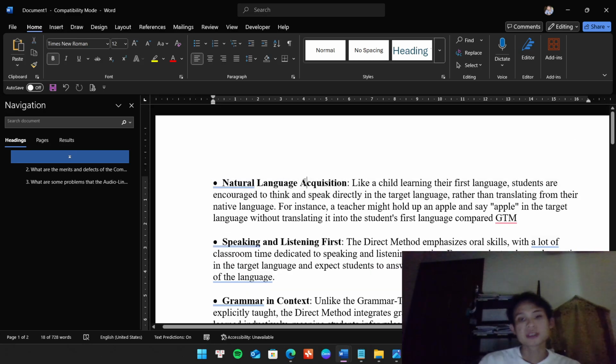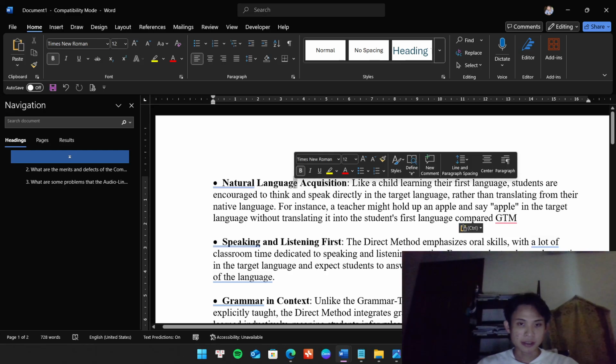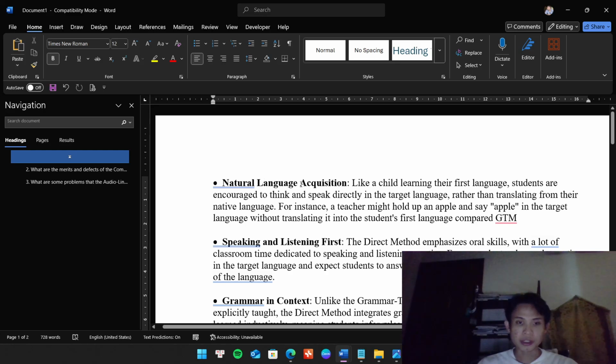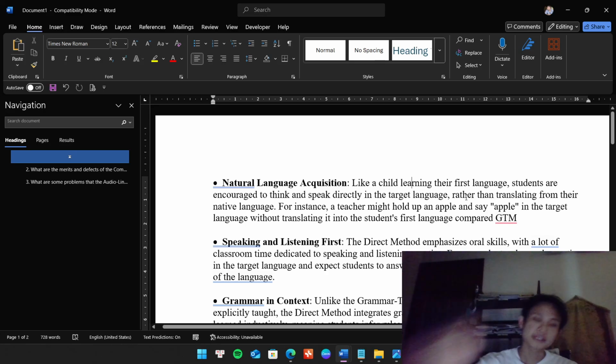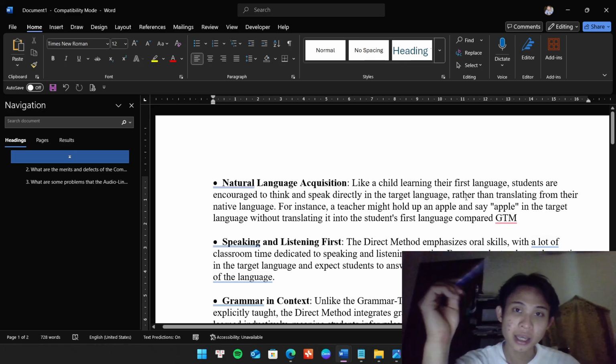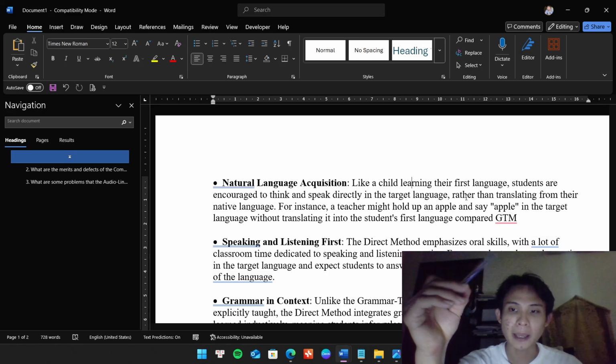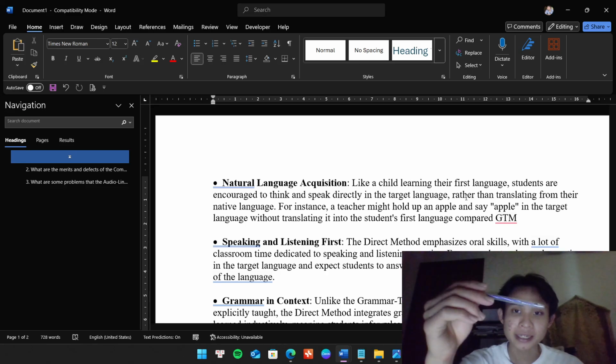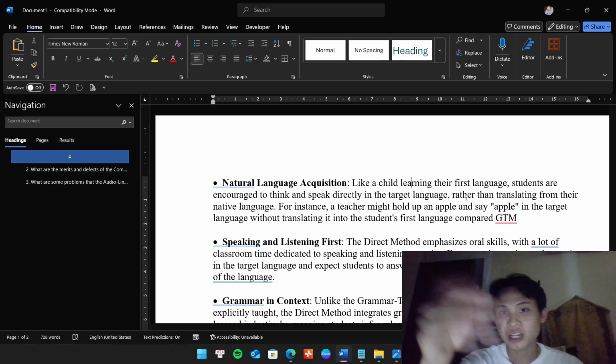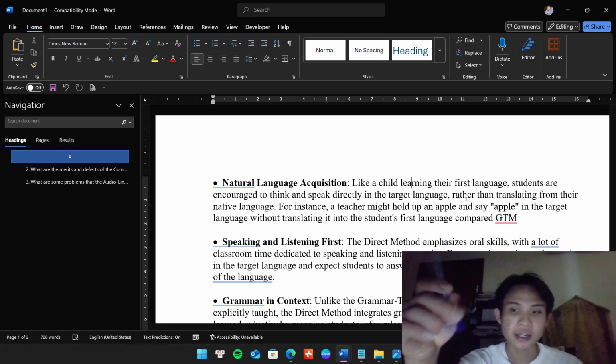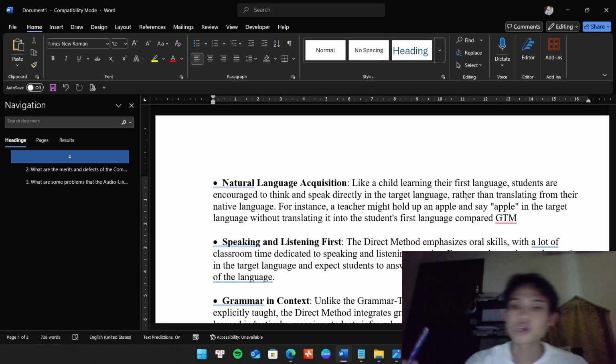Firstly, the students learn how to use the language naturally. That means whenever they learn a new vocabulary word, for example an apple or a pen, they have to think. The teacher asks the student, "What is this?" and the learner answers directly, "This is a pen." So they have to think in English and answer in English as well. I mean, in the target language.